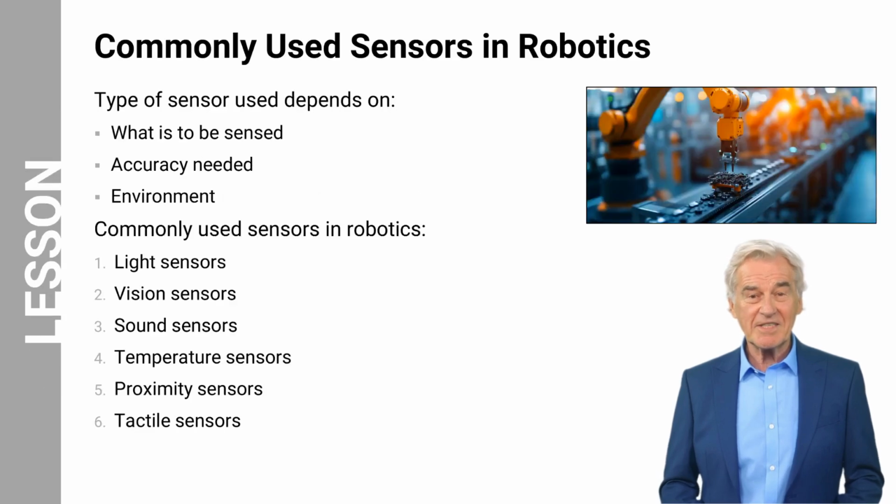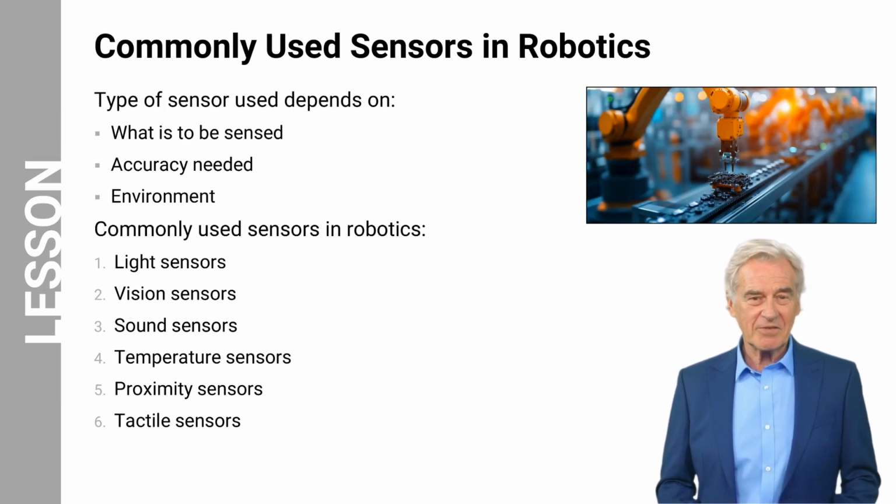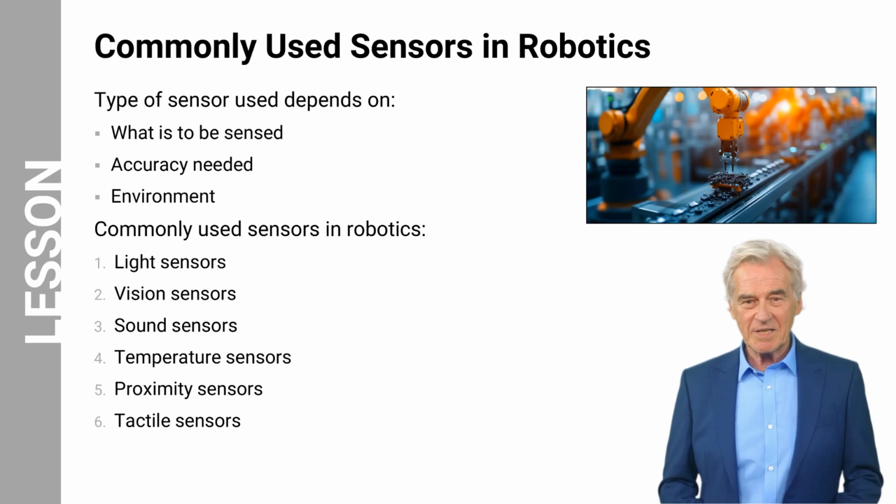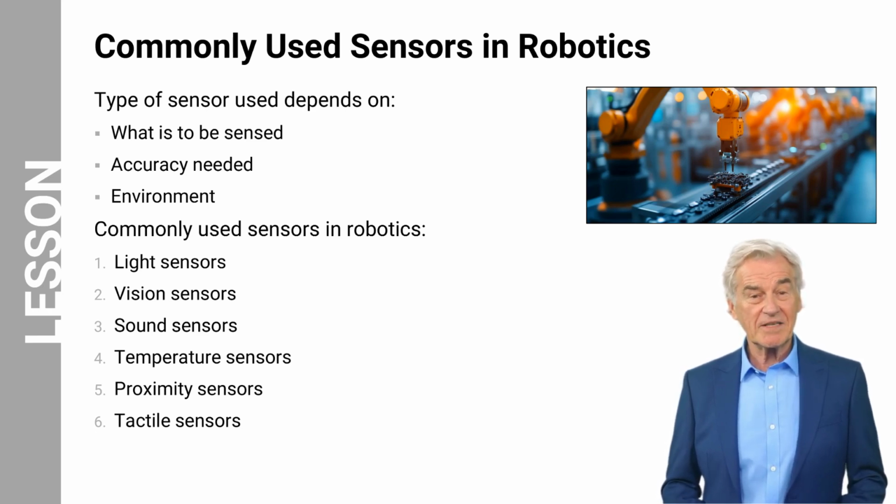Selecting the appropriate sensor for robotic applications requires careful consideration of several key factors. The choice primarily depends on what needs to be measured, the required level of accuracy, and the environmental conditions in which the sensor will operate.